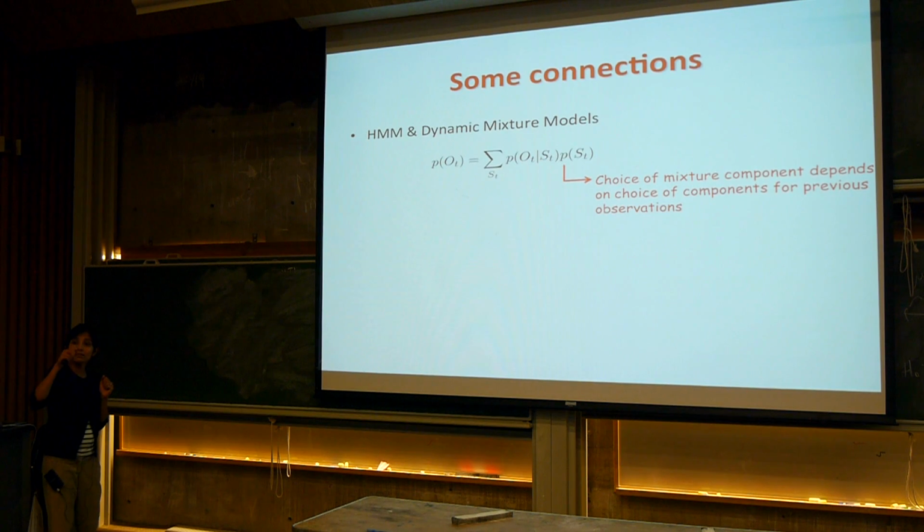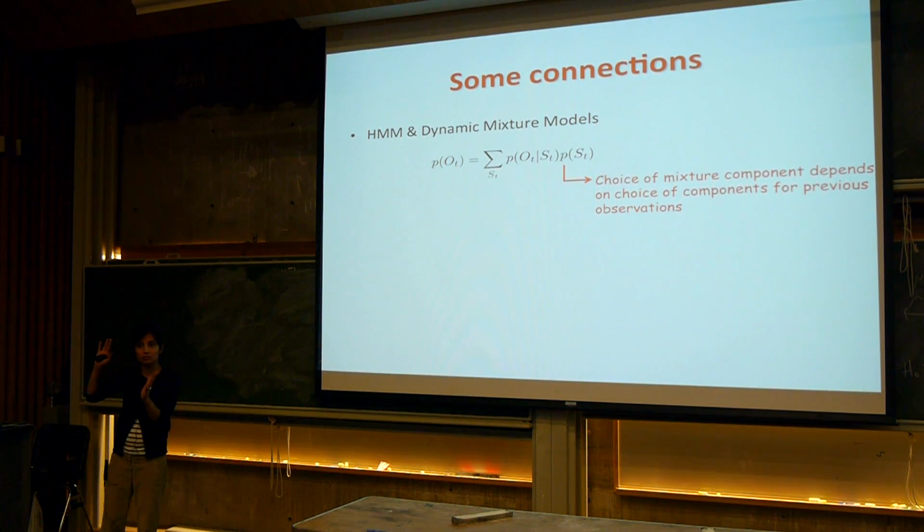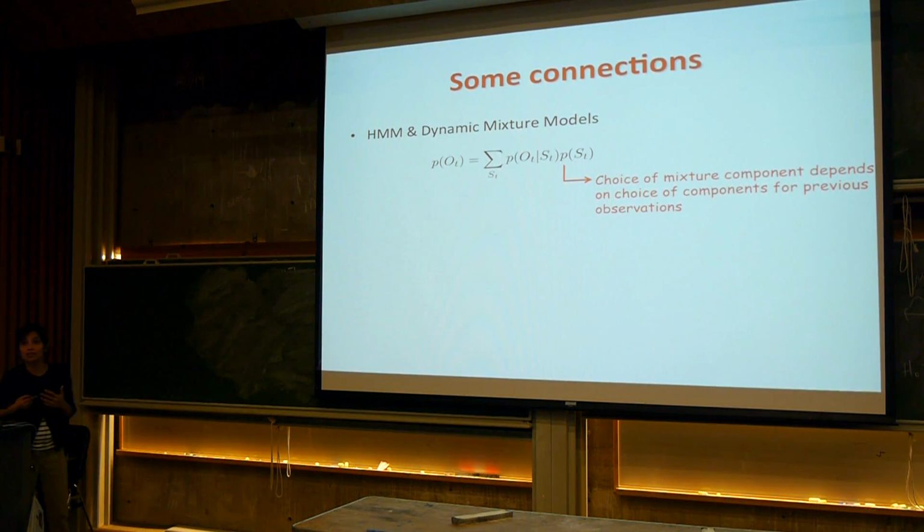You are picking a state and then drawing an observation from it, but the state you are picking can depend on previous states. Whereas in a mixture model, Gaussian mixture models, when we are drawing from one component, that draw did not depend on which component was picked earlier, right? So this gives you a way to think of HMMs, or using HMMs to define a dynamic mixture model essentially.